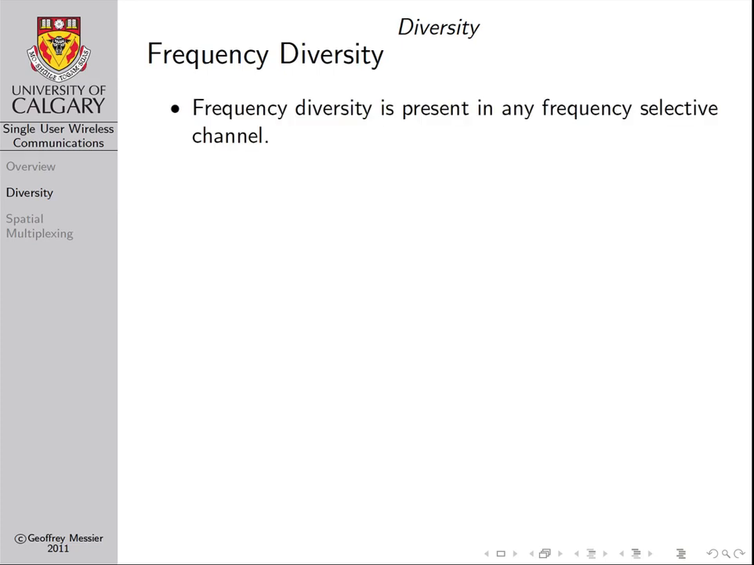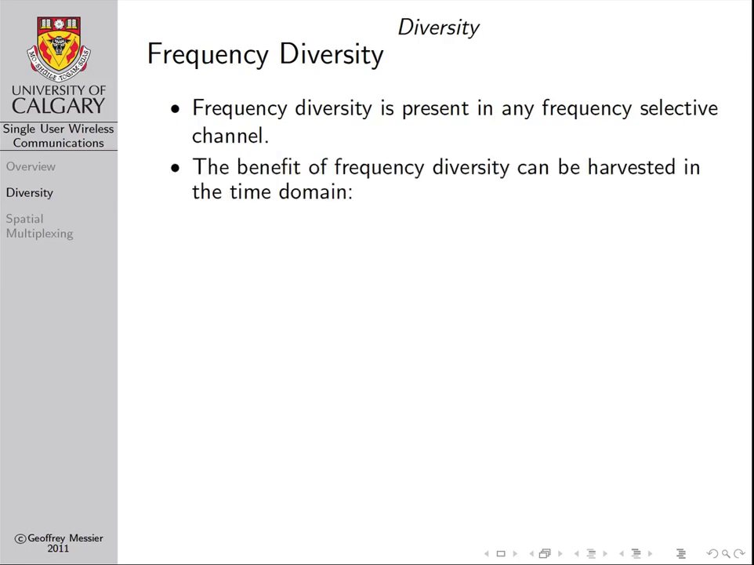So, moving on to frequency diversity. Frequency diversity is present anytime you have a frequency selective channel. And the benefit of frequency diversity can be harvested in the time domain. So if you remember, if you have a frequency selective channel in the time domain, you end up with a channel impulse response with multiple taps.